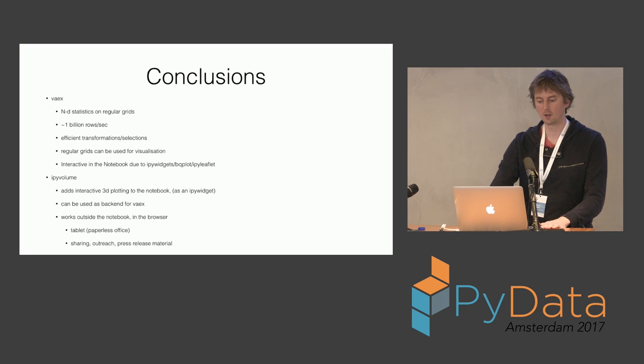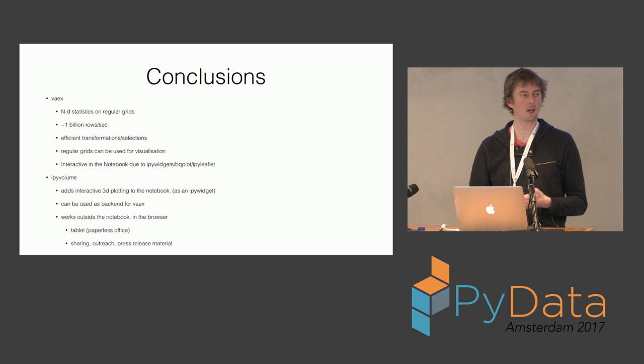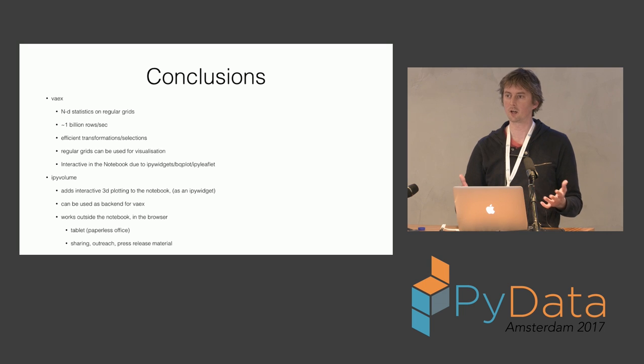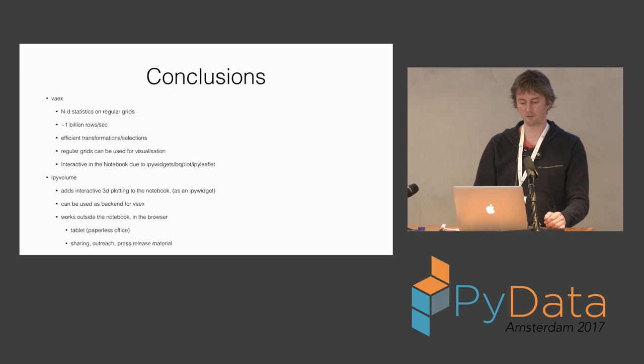So to conclude, I showed you Vaex, which can handle n-dimensional statistics on a regular grid. It can do on a reasonable desktop about a billion rows per second. It can do efficient transformations of data, so you can calculate the mean of a particular expression. And these can be used for visualization, like I showed you with matplotlib, but you can build your own. If you have imshow, that's basically enough.